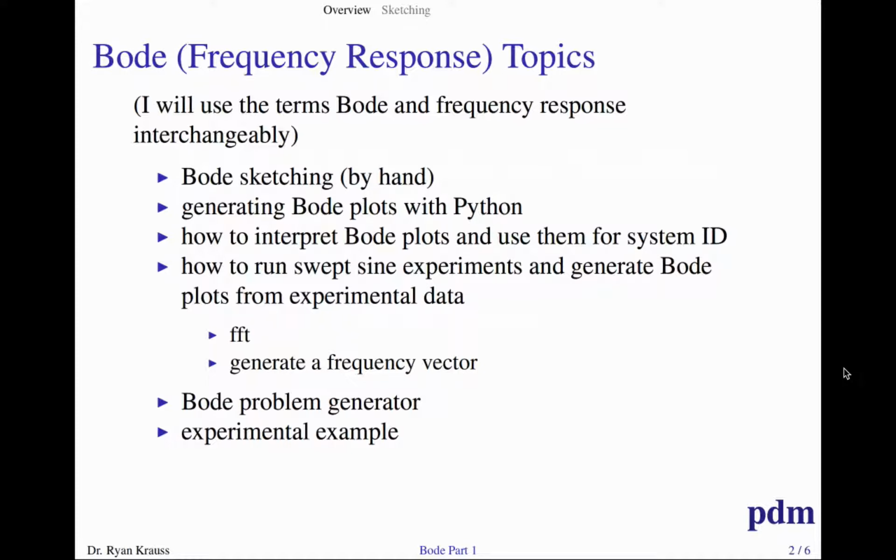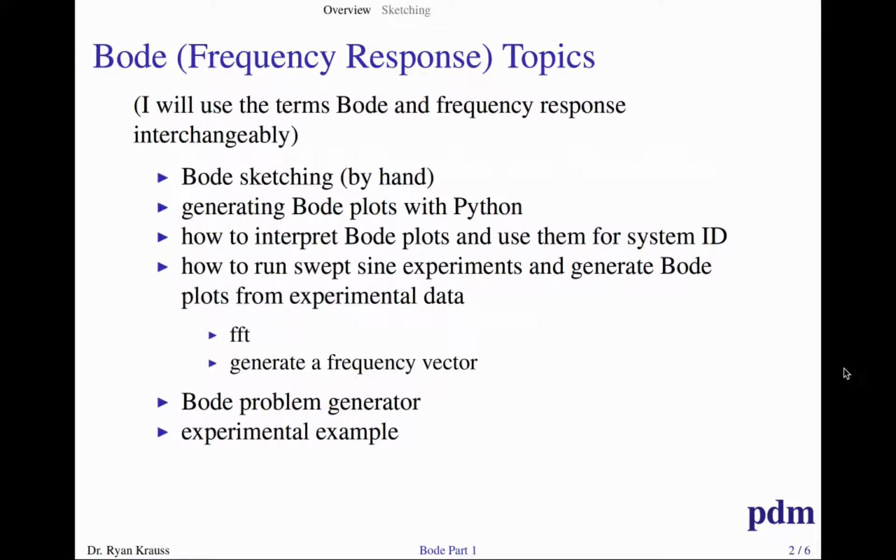I want to talk about how to generate them using Python, and you don't necessarily need the Python control module, but we're going to use the Python control module to do that. Then I want to talk about how to interpret Bode plots and use them for system ID, how to run swept sine experiments and generate Bode plots for experimental data. We'll have to talk a little bit about what the FFT is and how you generate the frequency vector to go with your FFT.